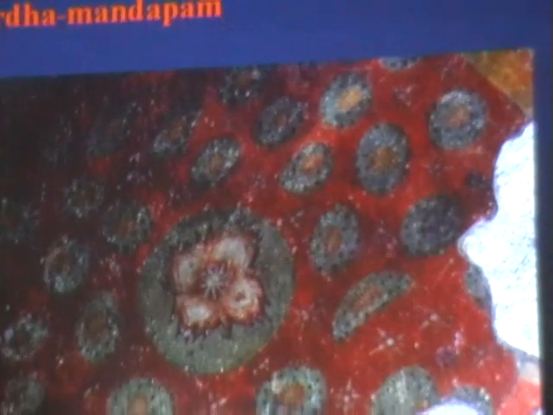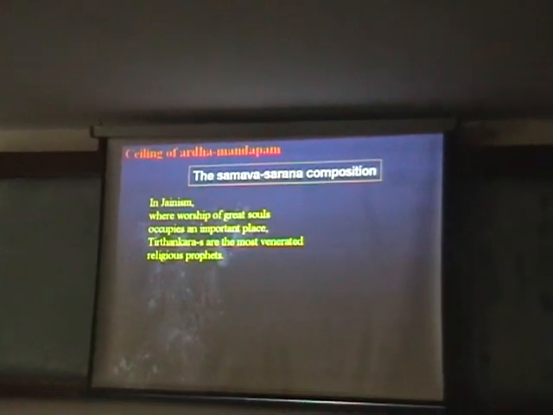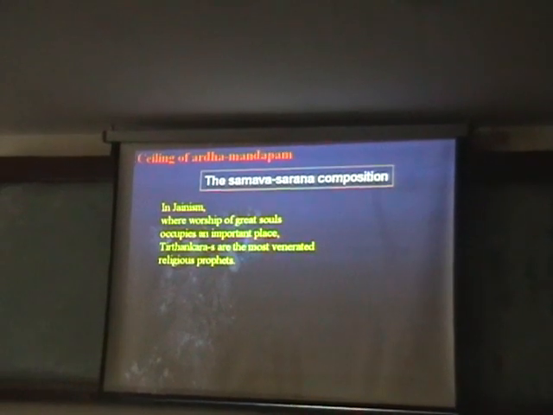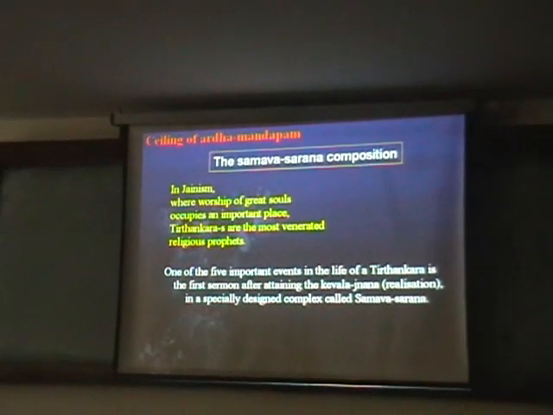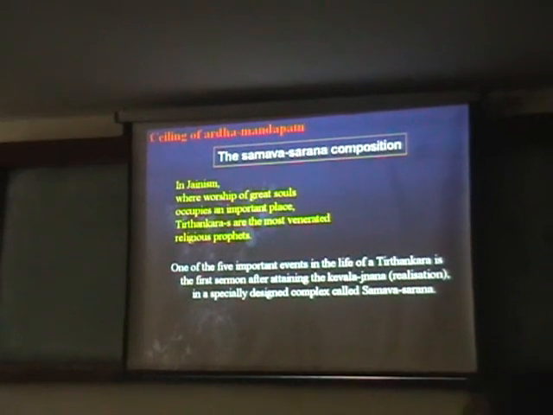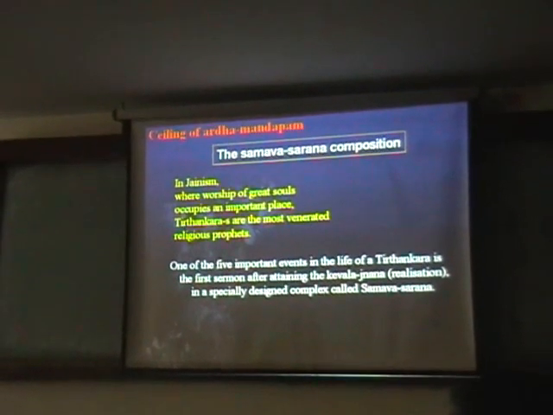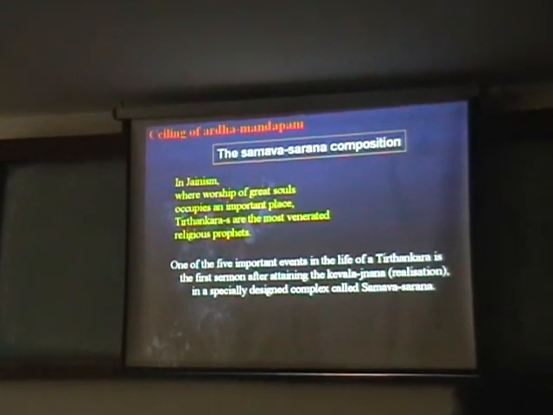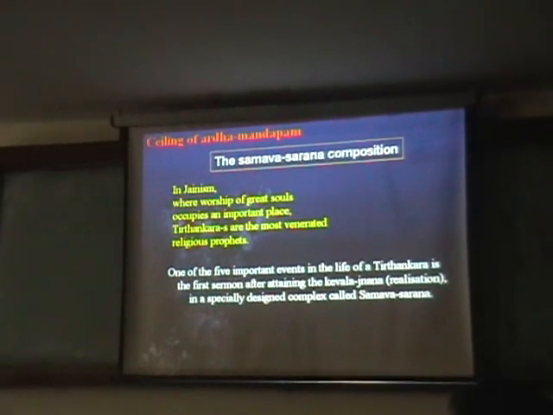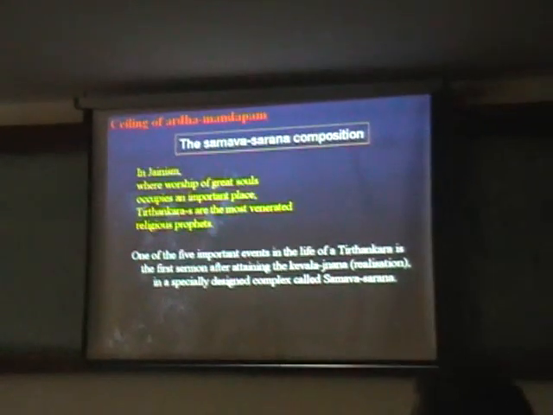A number of lotus in various stages of flowering is the Samavasarana painting. In Jainism, where worship of great souls occupies an important place, Tirthankaras are the most venerated religious prophets. One of the 5 important events in the life of a Tirthankara is the first sermon after attaining the level of Jnana in a specially designed complex called Samavasarana, Jaina temples.